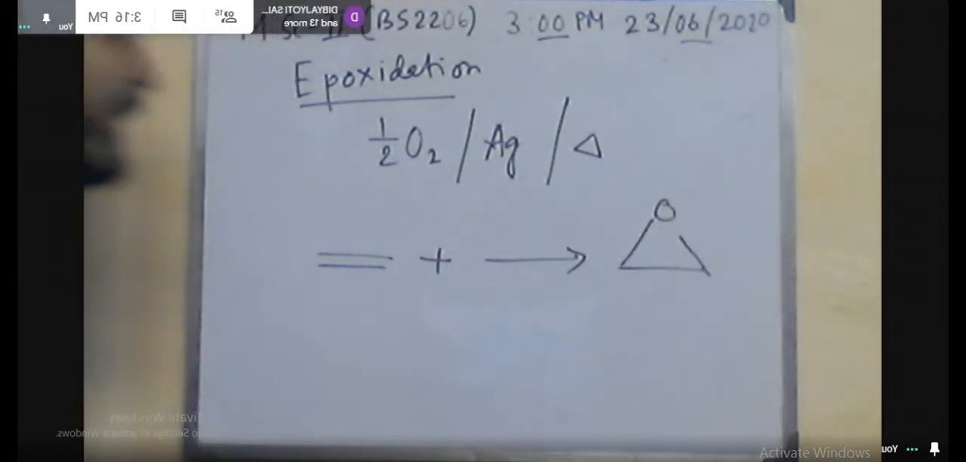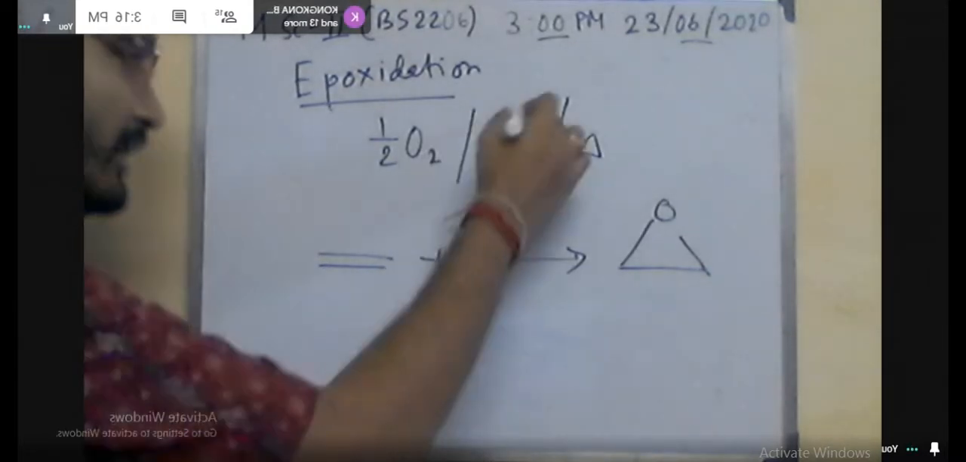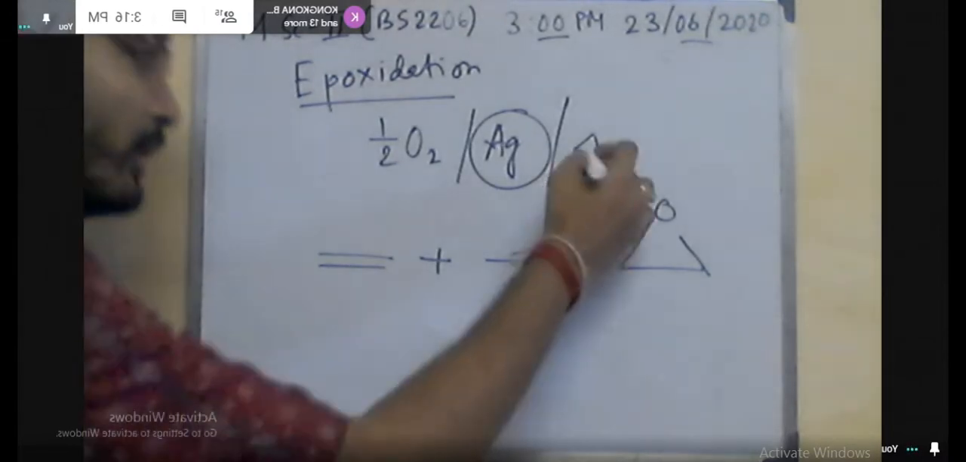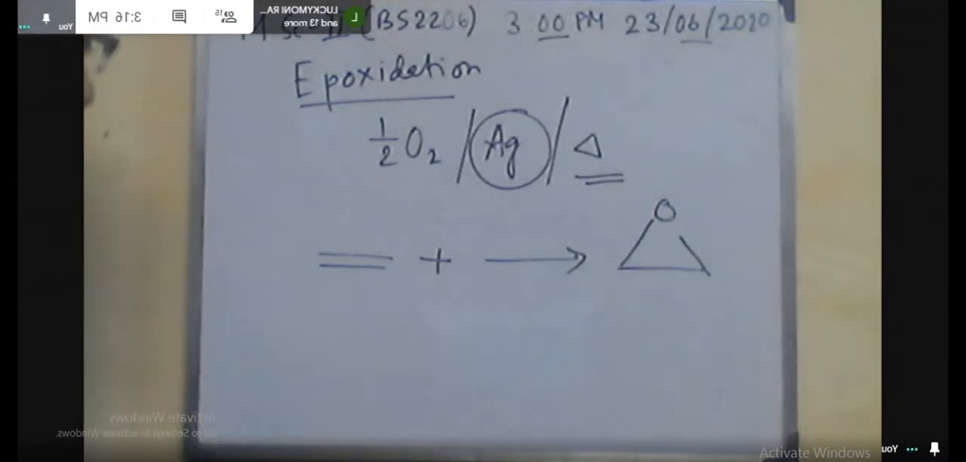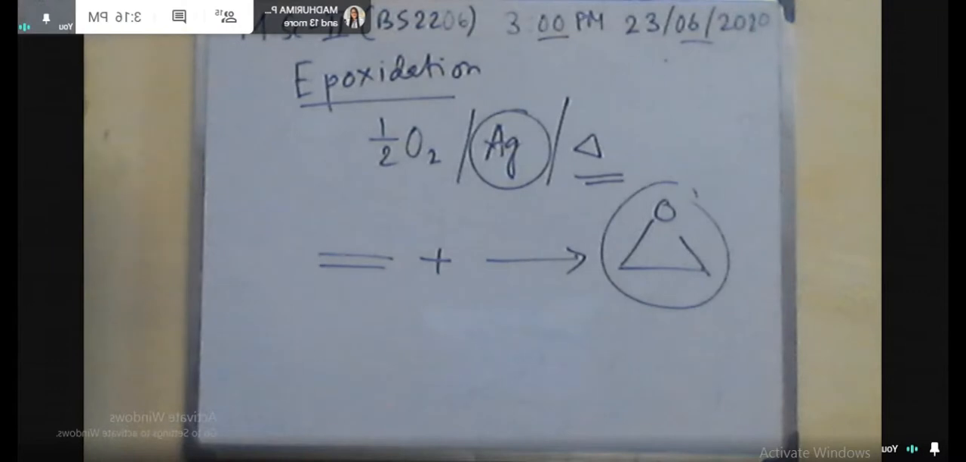But in these cases you need metallic silver, which is toxic. Not only that, you have a higher temperature, so the reaction conditions are very drastic and the yield of the product of this reaction will be less. So how do you get rid of this discrepancy?